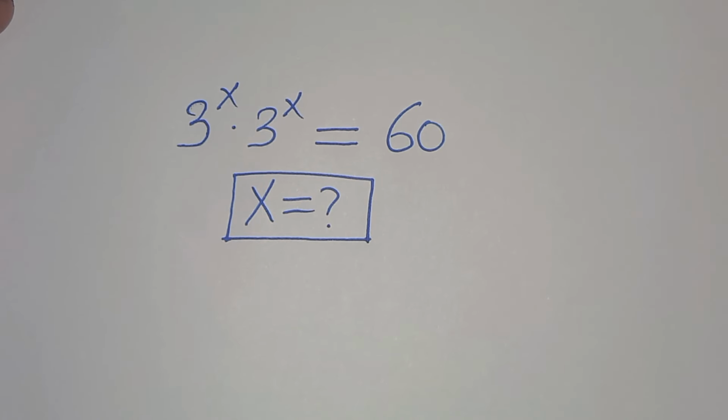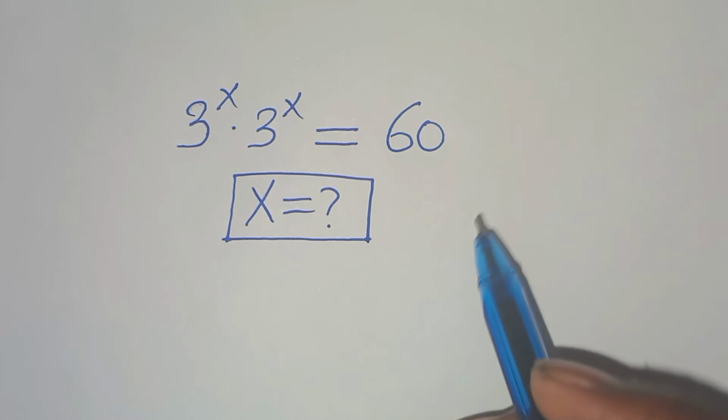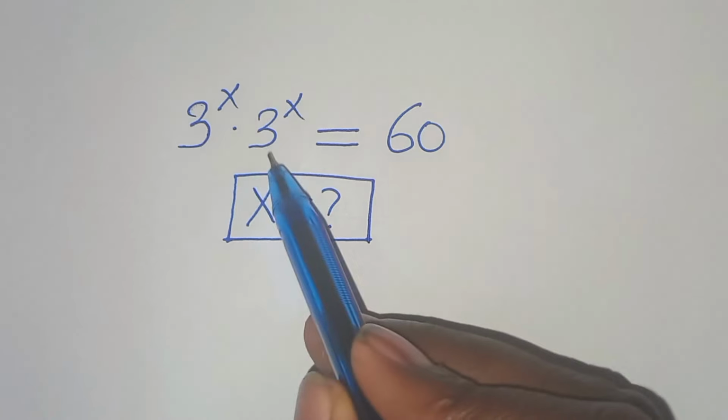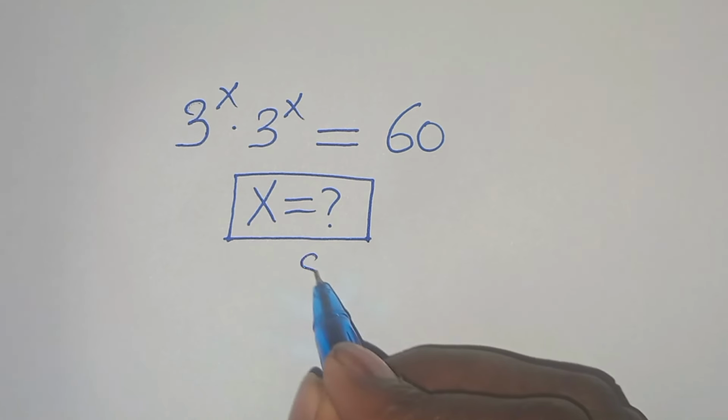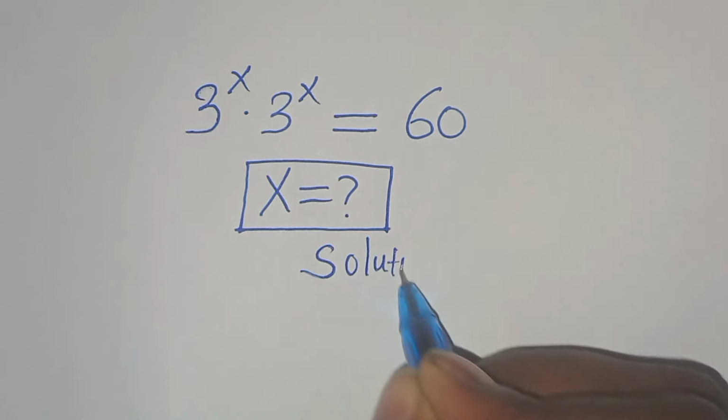Hello everyone, you're welcome to solve this nice exponential equation, which is 3 to the power of x times 3 to the power of x. This is equal to 60. So what is the value of x? Now let's provide a solution from here.